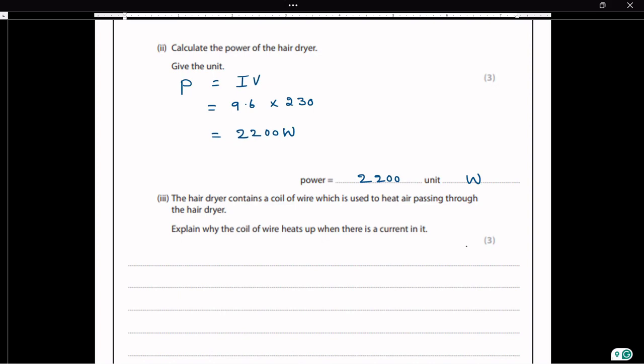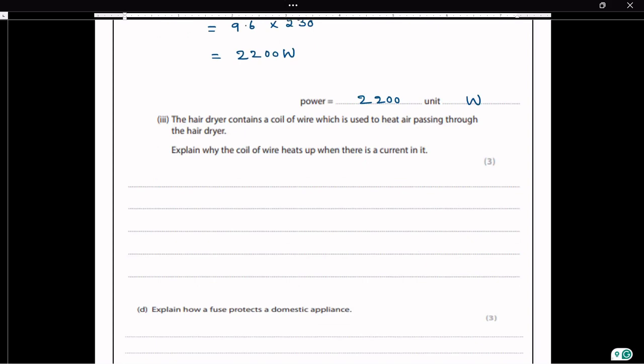Because the coil of wire has a high resistance. So let us put it as an answer. The coil of wire has a high resistance.